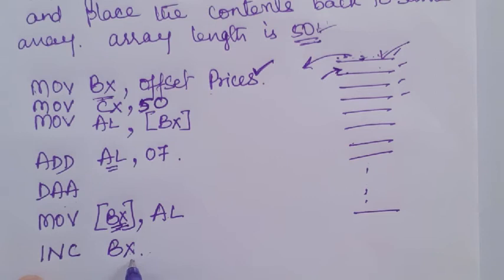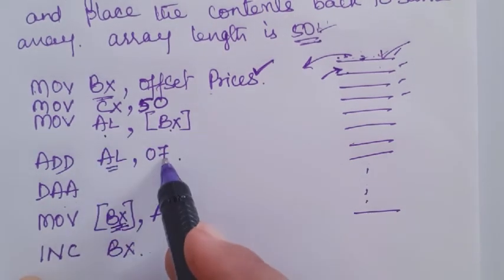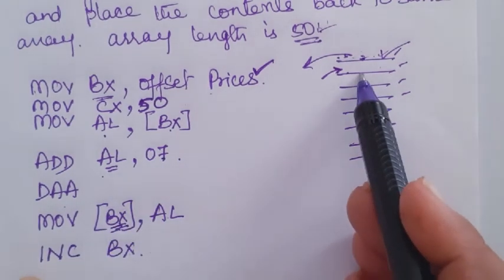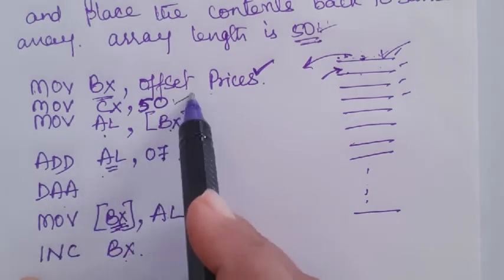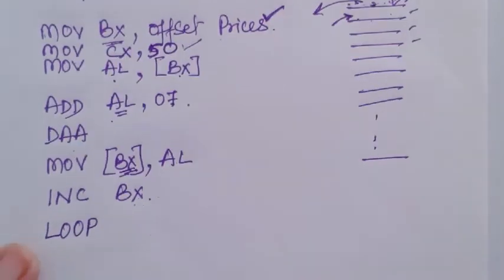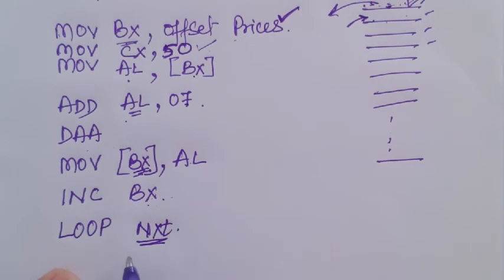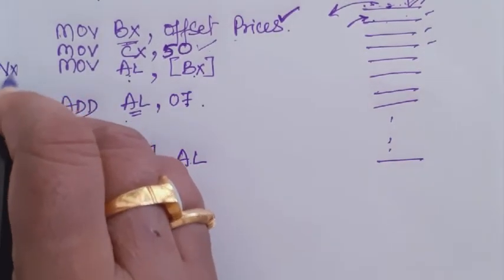Next, what is to be done? Again read the contents to the AL register, add 7, write back and increment. So this should be repeated how many times? Till CX becomes 0. So here you will write loop. Loop, and this is the label where it should point to. So after increment BX, next what is to be done? Again read the contents to the AL register. So next will come here.